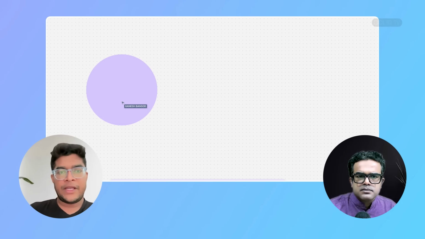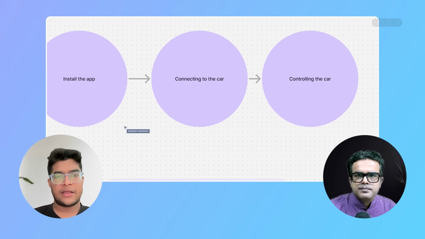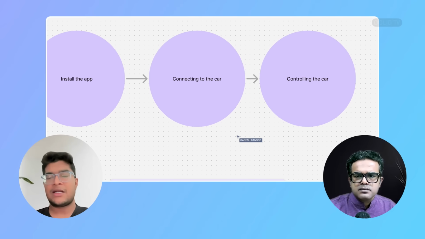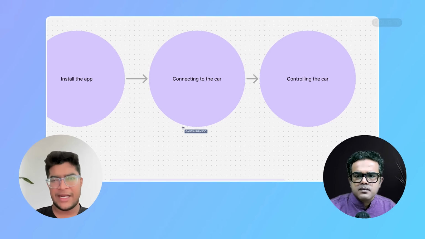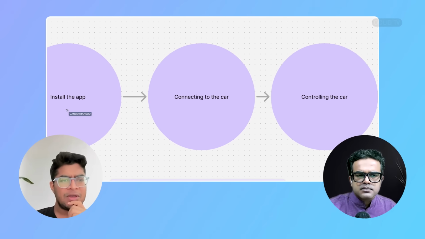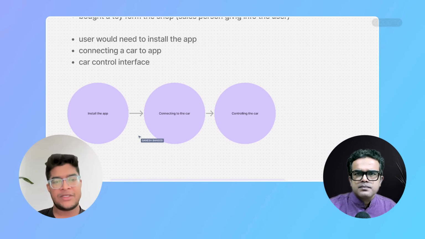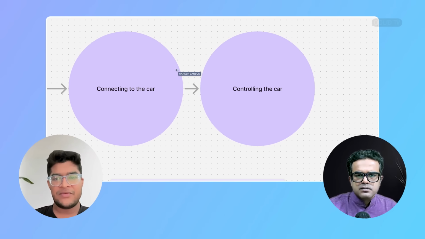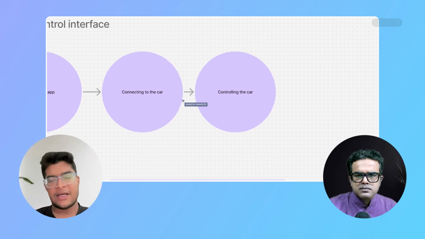Okay, so if I have to break down the user's journey, you install the app, then you connect the app to the car, and then you start controlling and playing with the car. I think these would be three critical steps. Let's start with the first thing, installing the app. I am not going deep into installing the app. The assumption here is that people know how to install the app. The primary design intervention would start in connecting and then controlling the car.